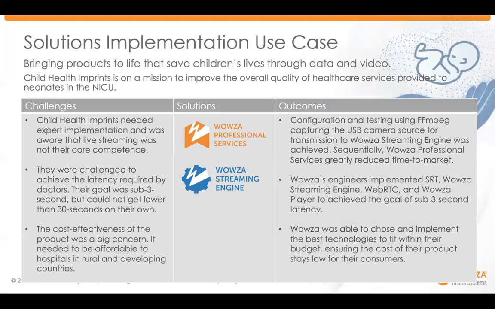This is an example of a solutions implementation, although I will say in this particular one, it's a little more in depth than maybe a one-day engagement. Child Health Imprints is a company that is building a medical device to improve the quality of healthcare in underserved areas, in particular, as far as being able to observe infants in the NICU, provide telemetry and video back to doctors wherever they may be, to leverage kind of a broader pool of available doctors into underserved areas.